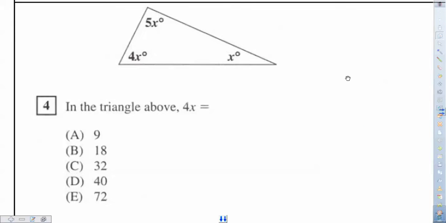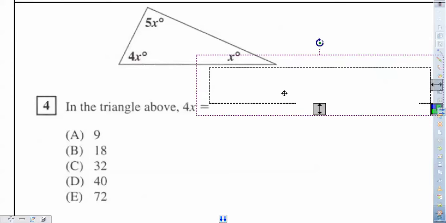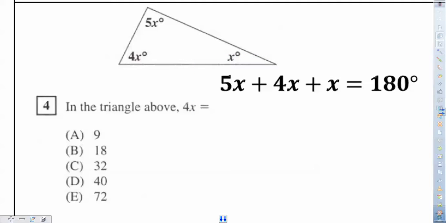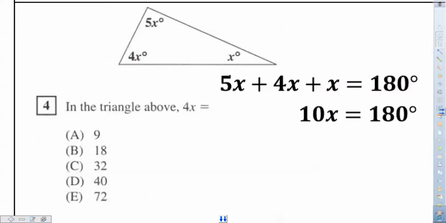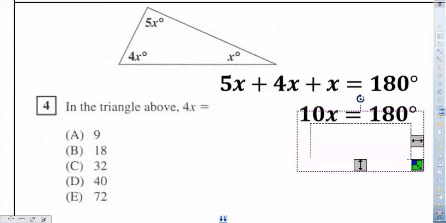So now the trick on this one is remembering from your geometry days that when you have 3 angles in a triangle, they have to all add up to 180 degrees. So that's where we have to start. So 5x plus 4x plus x needs to be equal to 180. So notice we have 3 like terms there, so go ahead and combine those together. So 10x equals 180. To solve for x, we just divide both sides by 10.